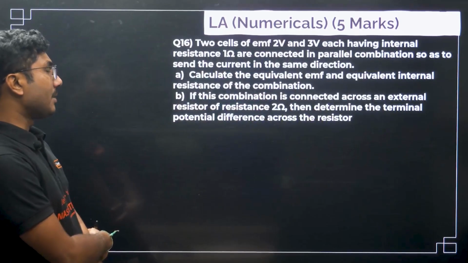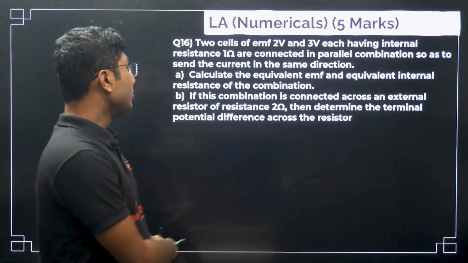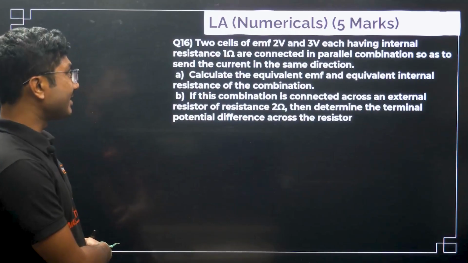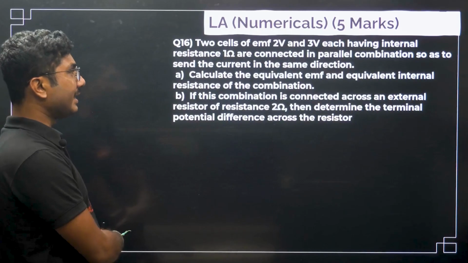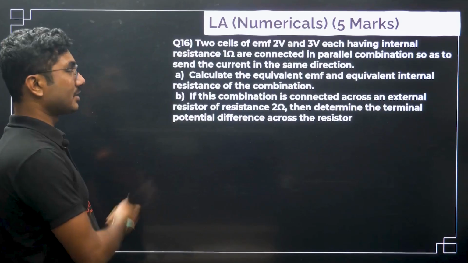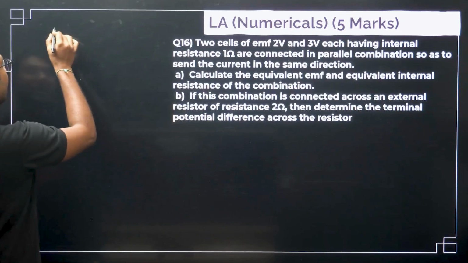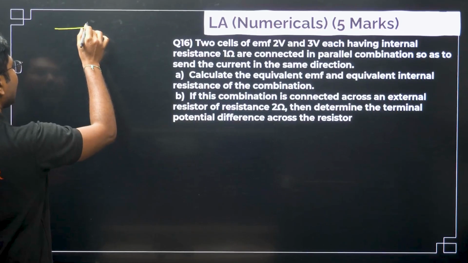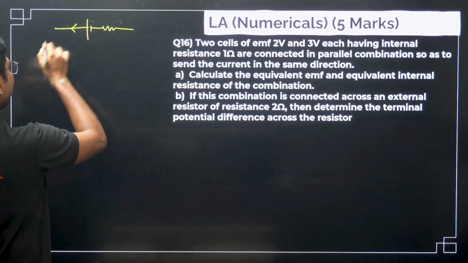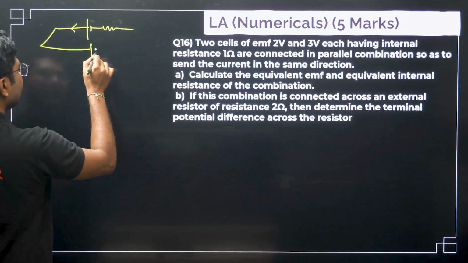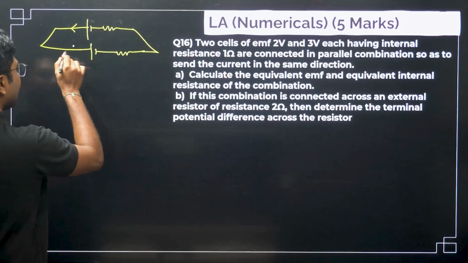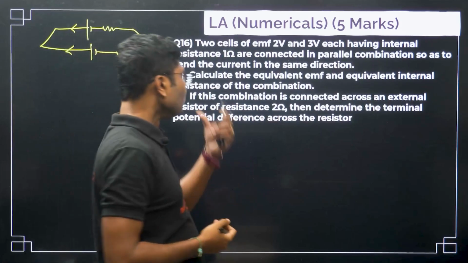Two cells of EMF, this is the last question of the day. Two cells of EMF 2 volt and 3 volt each having internal resistance 1 ohm are connected in parallel combination so as to send the current in the same direction. So both cells are connected in parallel and they are sending the current in the same direction. What is the meaning of that? This is a simple question, not a difficult one. Okay, so this is how they are connected. So they are sending the current in the same direction.